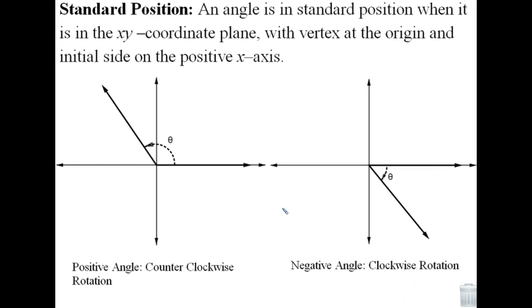Okay, what this is going to allow us to do is to define both positive and negative angles. We'll say it's a positive angle if it has counterclockwise rotation. Or in other words, positive angle if it opens up to its terminal side. And then I'll say it's a negative angle if it has clockwise rotation. So in other words, it's a negative angle if it opens down from initial side to terminal side.